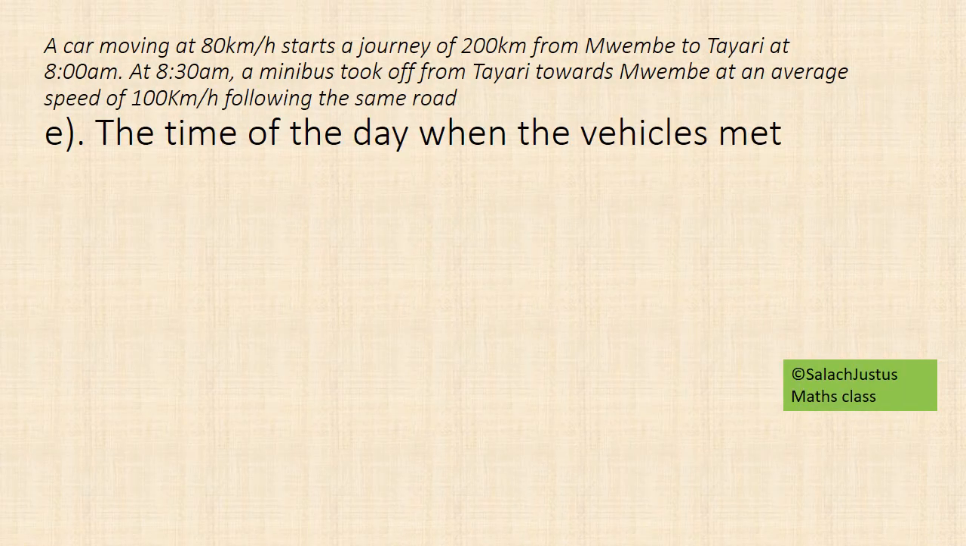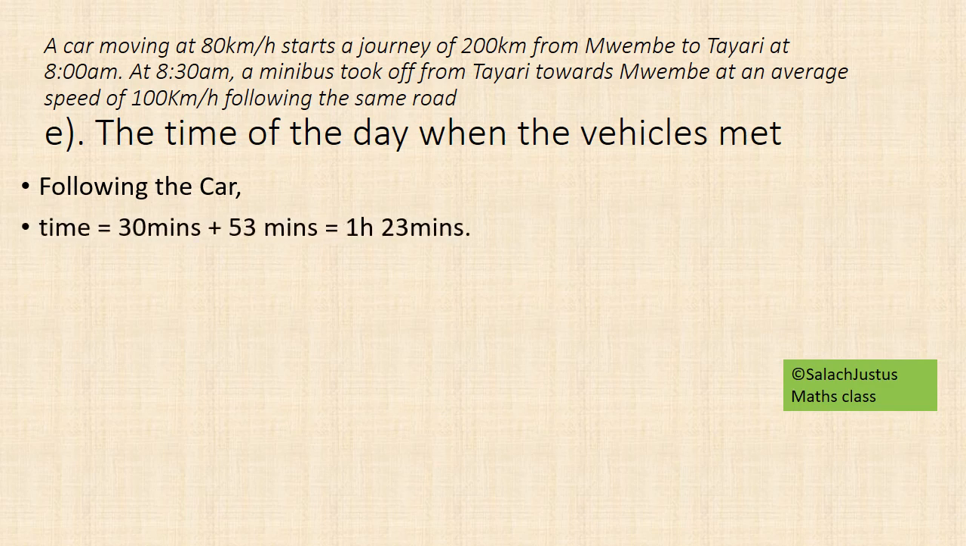Last question, the time of the day when the two vehicles met. We can find it in two ways. Let us follow the car. The car took off at 8. It traveled for 30 minutes before the minibus took off. It traveled for another 53 minutes before it meets the minibus. Total travel time 1 hour and 23 minutes. Add that to 8 a.m. when it took off, you get 9:23 a.m.